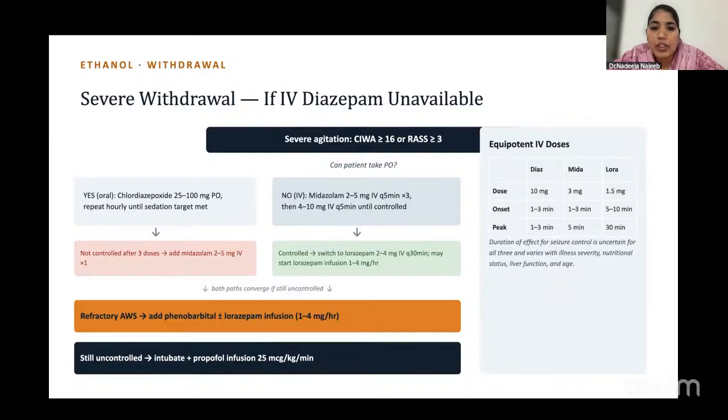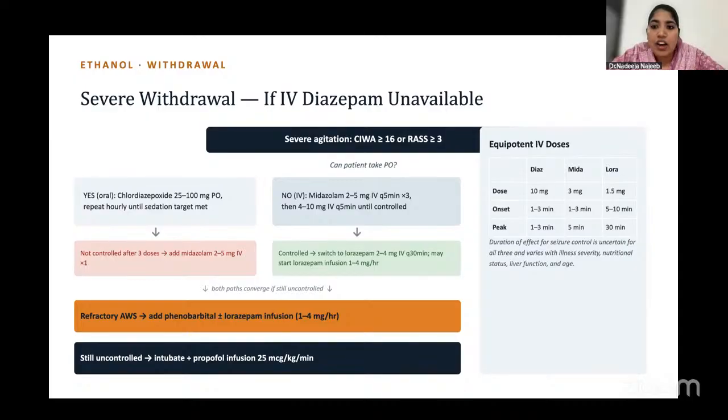If the patient is unable to take oral medications, start with injection midazolam 2 to 5 milligram IV every 5 minutes for 3 doses, then double the dose for the next 5 minutes until the symptoms are controlled. If the symptoms are controlled, then switch to lorazepam 2 to 4 milligram IV every 30 minutes, or you can start a lorazepam infusion at a rate of 1 to 4 milligram per hour.